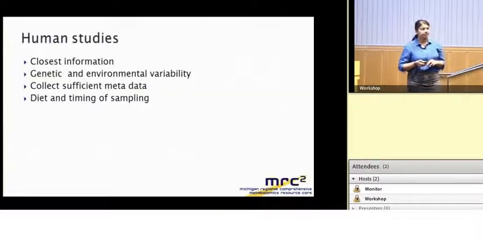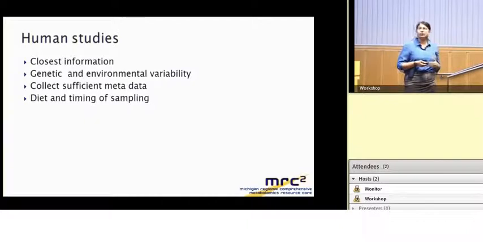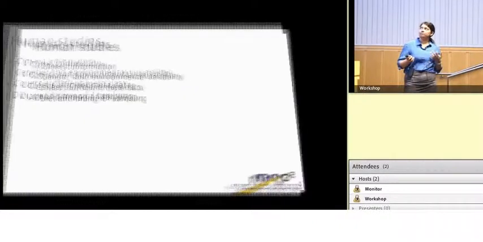Human studies, of course, we get the closest information about the disease at hand, the question at hand. Often interfering are the genetic and the environmental variability of human studies. It's important to really collect sufficient metadata from these patients. So the time of diet, what kind of diet, what time did you get the sample, who collected the sample, all those things matter with human studies, especially diet and timing of the samples really, really matter.